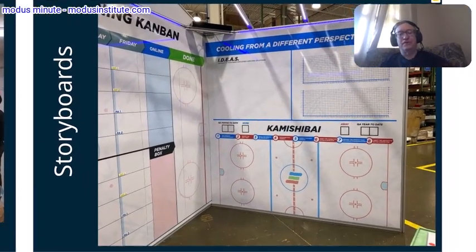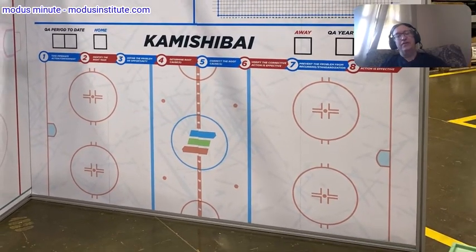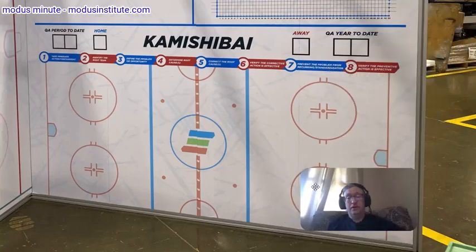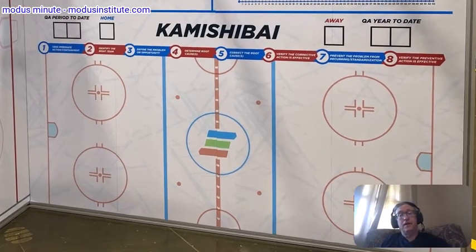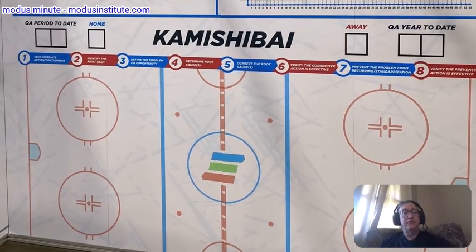Okay, storyboards. This is a Kamishibai board from that same group. And this is a board that basically shows how this team goes through their problem solving exercises. And I'll go ahead and move me down. And in this case, zoom in. That's as much as I can zoom. They're taking it through an 8-step process to solve problems. As they solve those problems, below that, the A3 or the problem solving ticket would move along.